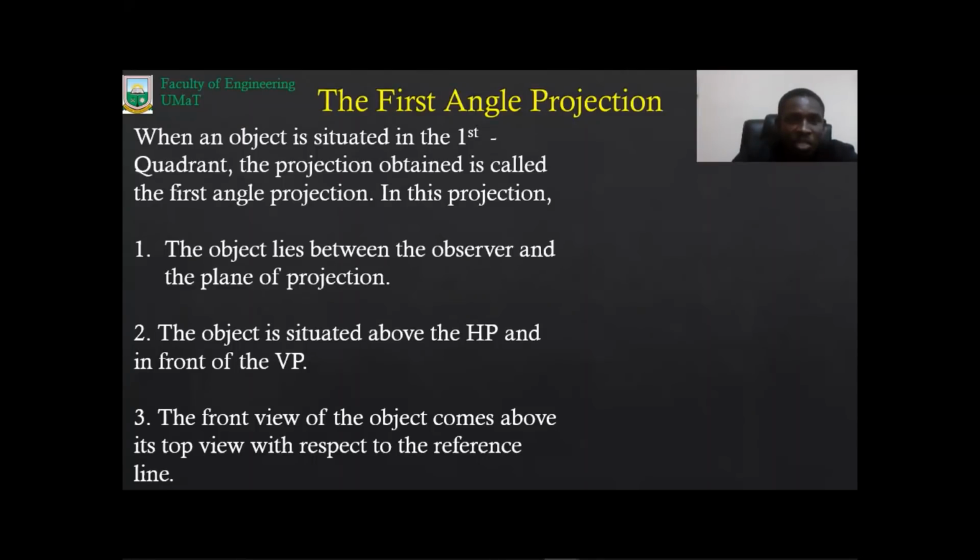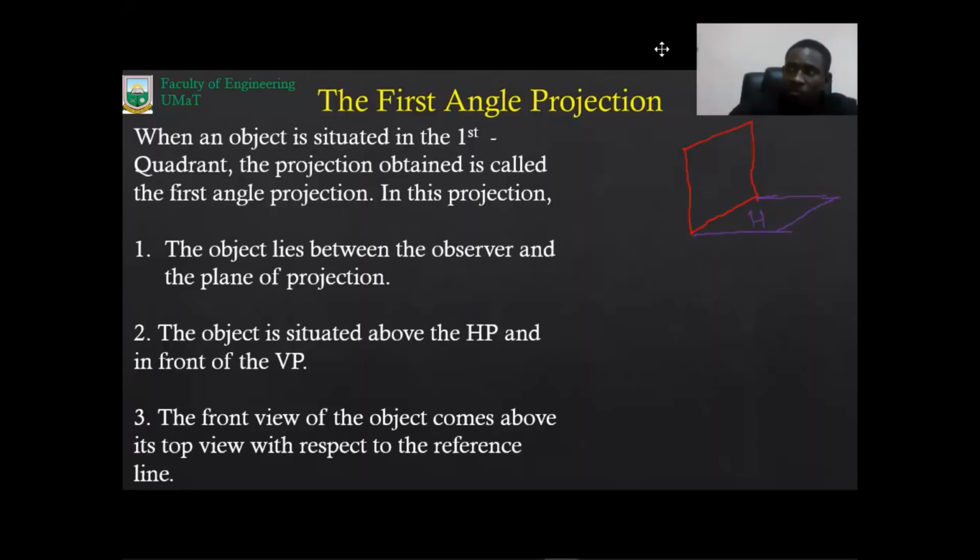Now the first one says that the object lies between the observer and the plane of projection. So this is my first quadrant. That's the vertical plane. And then the horizontal plane, this way. Okay, so I can just write them there. My HP, and then my vertical plane, my VP. Notes in the first quadrant.